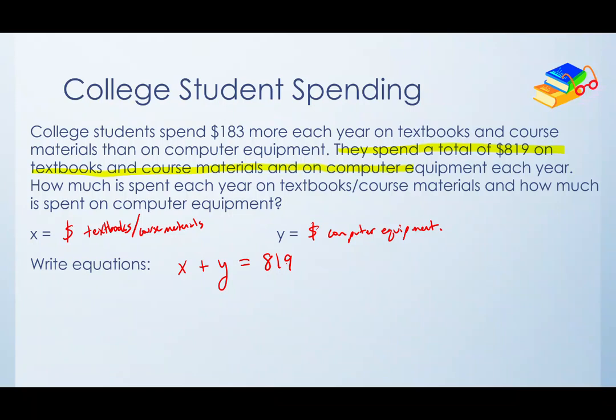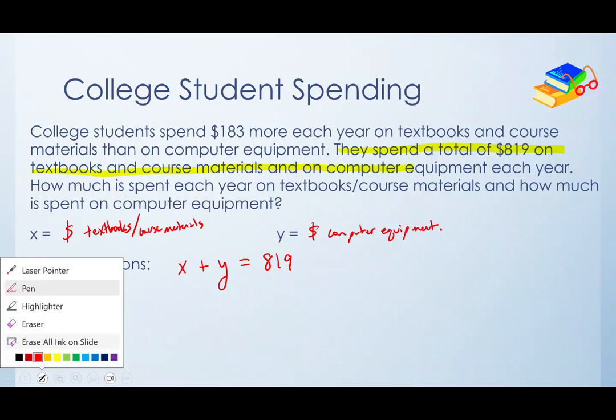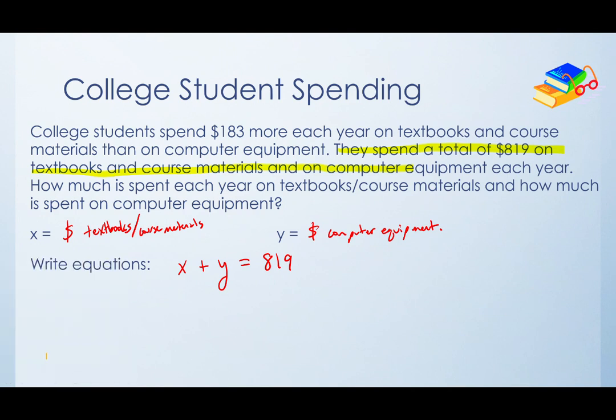That one's easy. Then our second equation is going to come from the first statement, that college students spend $183 more on textbooks than on computer equipment. So that means our computer equipment plus $183 is going to be our textbook spending, which is x. So now we've got our two equations, and we need to solve them.